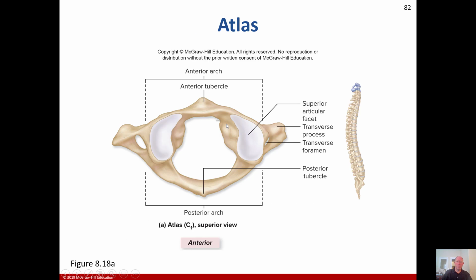So here we have the superior view of the atlas, C1. I'm getting ahead of myself with the axis, the next one down. The superior articular facet here, this anterior tubercle, as you're looking from above, the transverse process going out to the side, right? The transverse foramen, posterior tubercle, and the posterior arch.